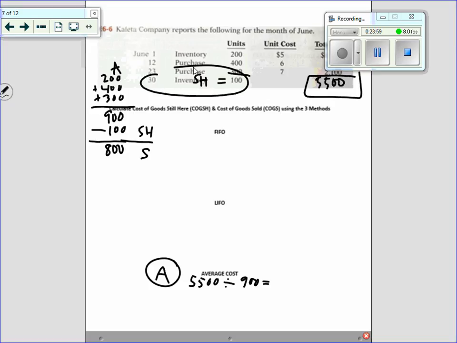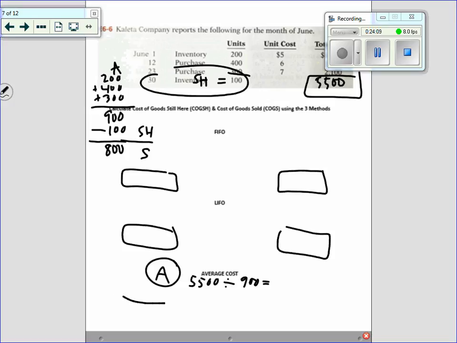What I'd like you to do is, I want to know cost of goods left and cost of goods sold under FIFO, then under LIFO, then down under average. This is going to be the highest number, this is going to be the lowest number, and this will be in between. I think it'll be a good little test to see if you can do this without me. But I thought I owe it to you to get this top part set up.